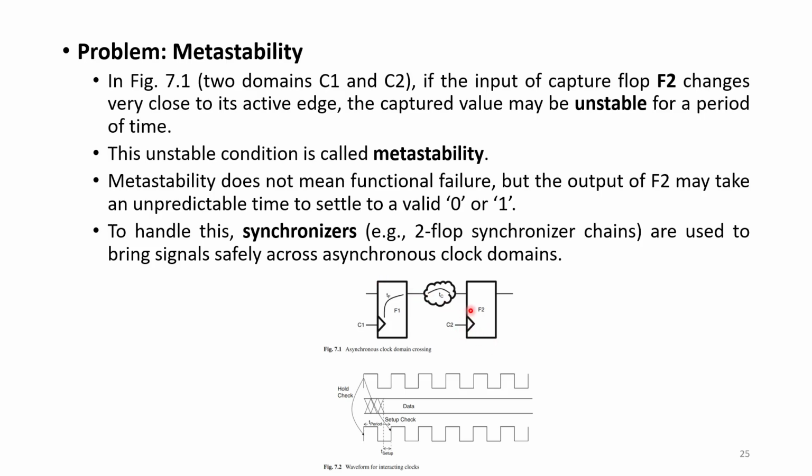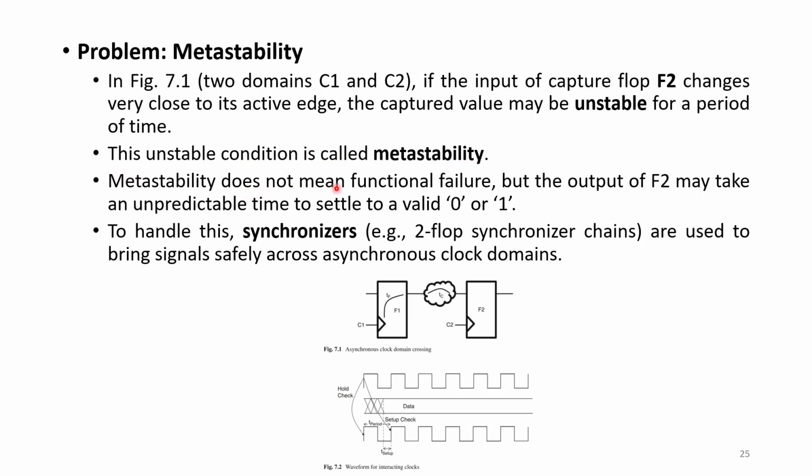So we need to give a sufficient amount of time for the data to get captured at the capture flop F2. Before that, if you are launching any data from the flip-flop F1, this may lead to the corruption of data. We are not sure whether the data received at the capture flop is right or wrong, meaning it can be either 0 or 1. That goes into a state called metastability. This unstable condition is called metastability.